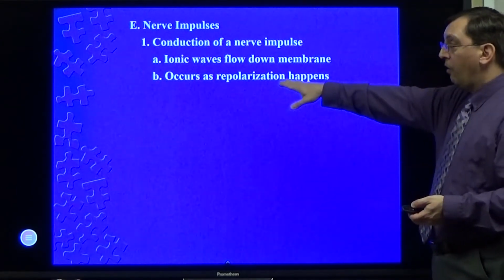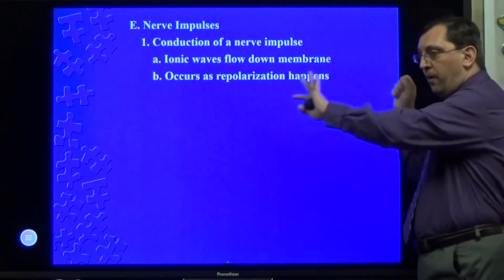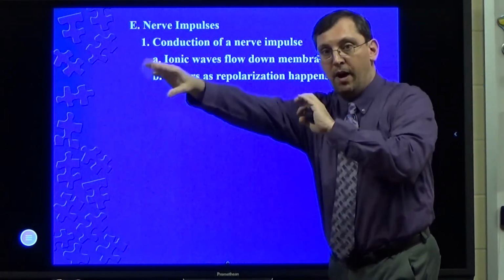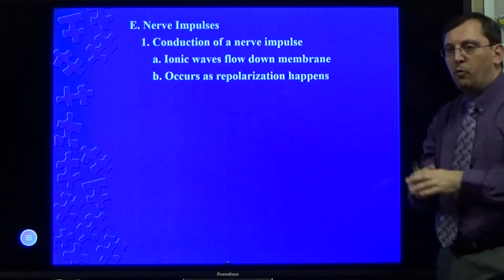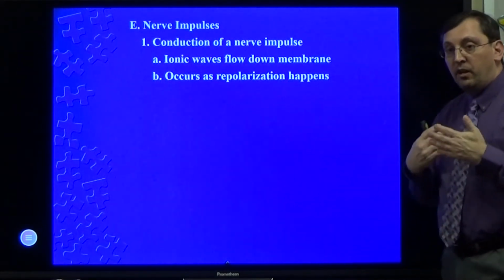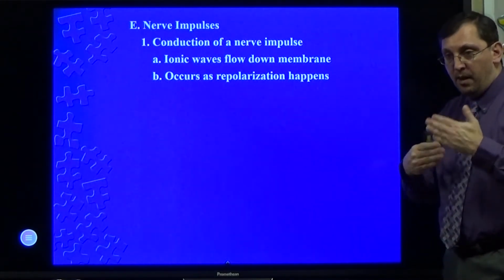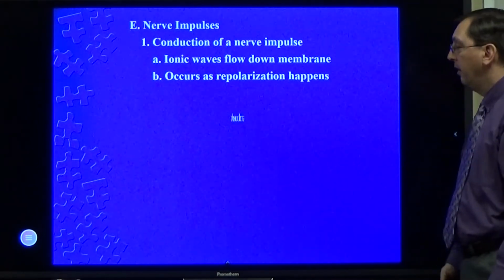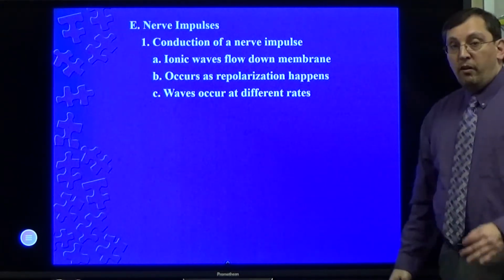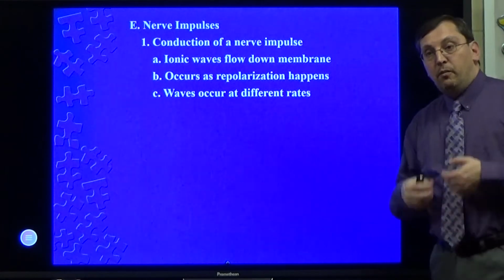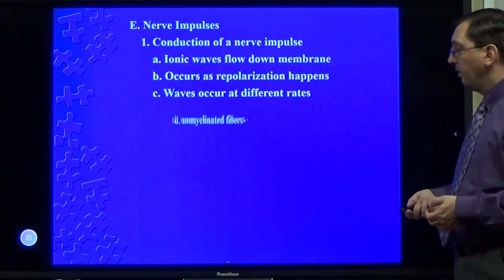So this is going to occur at repolarization. As soon as I repolarize it, that wave's already gone, and then the next one's going to go after it, and it's going to go after it. So you can send multiple signals, one after the other, but there is a limit to how fast that is, based on how long it takes to repolarize. So the waves are going to occur at different rates based upon that insulation and things like that.